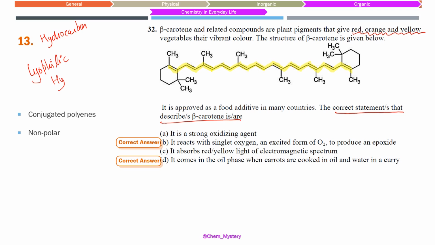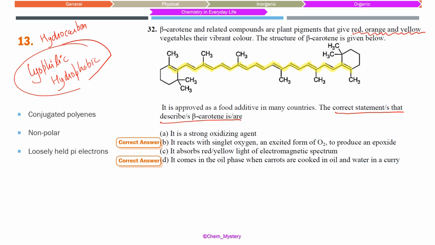Also, there are loosely held pi electrons which can modify its chemical reactivity or its color, with excitation into the visible region as well. So options B and D were correct. Sometimes we have seen carrot and so on, they should have a red to orange or yellow color, but this is not absorbing red or yellow color. We'll see why that happens.